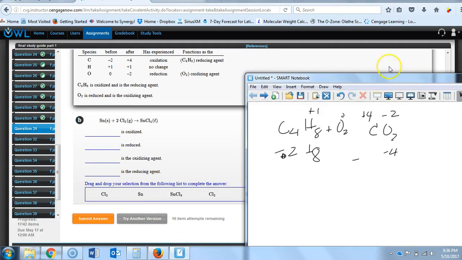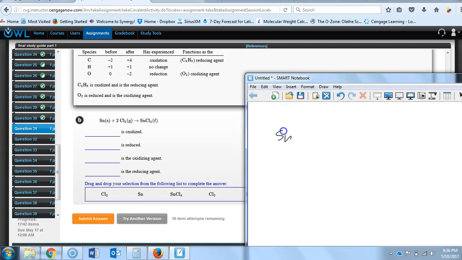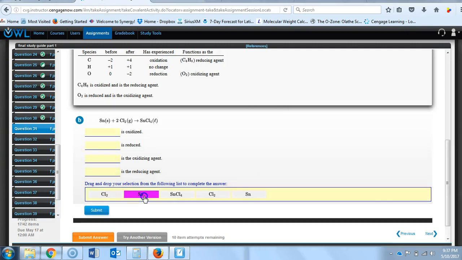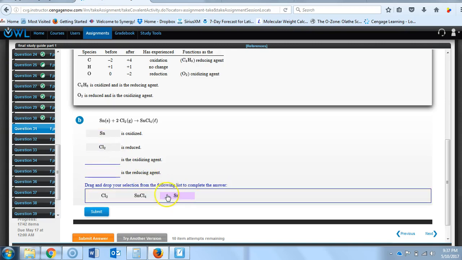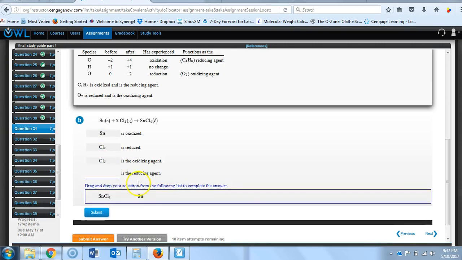Down here we've got tin. Tin's going to be 0 because it's an element. Chlorine is going to be 0 because it's an element. Tin 4 chloride. The tin charge went up, so the tin is oxidized. The chlorine is reduced. Therefore, the chlorine is the oxidizing agent, and the tin is the reducing agent.